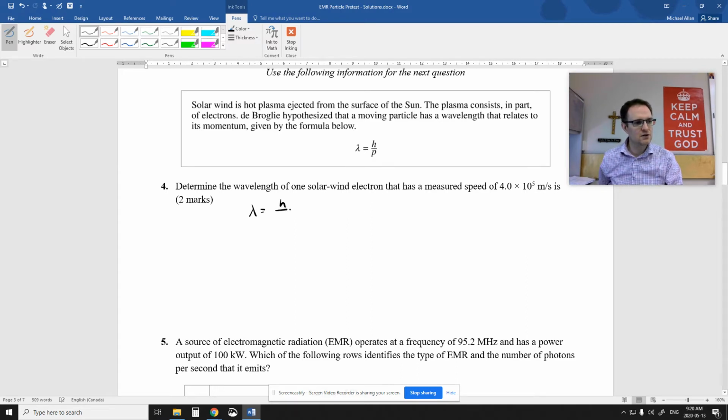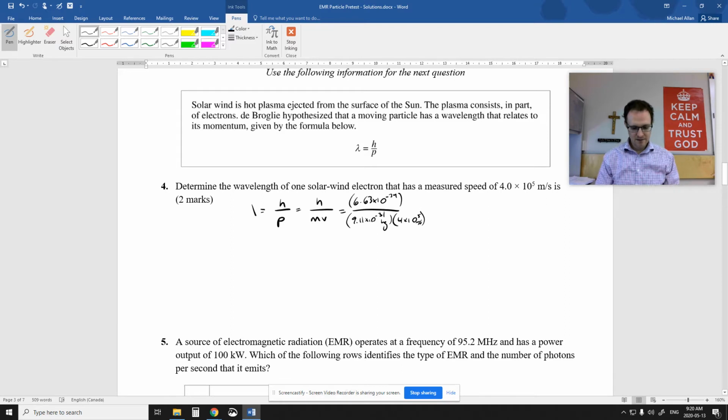Okay, so h over p. Now, that's momentum, so that's going to be just mass times velocity. Because this is momentum, I'm going to have to use the 6.63 number. And my mass is 9.11 times 10 to the negative 31 because it's just an electron. And they give us the speed here, 4 times 10 to the 5 meters per second.